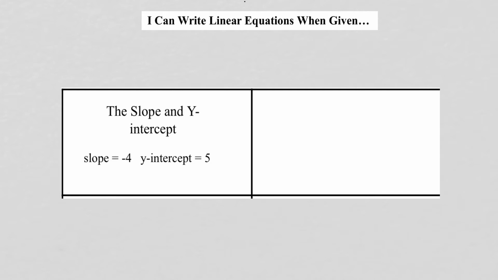If you're given the slope and the y-intercept, guys, there's a reason why we call it slope-intercept form. Y equals mx plus b. We know that slope is m and y-intercept is b. So in this case, if you're given those two things, you just put them where they go. Y equals negative 4x plus 5 would be the equation. You have to recognize the slope and the y-intercept in a word problem, but it's as easy as that.